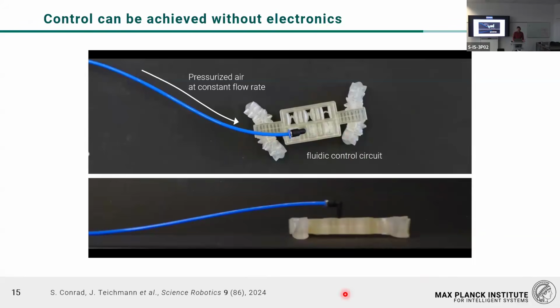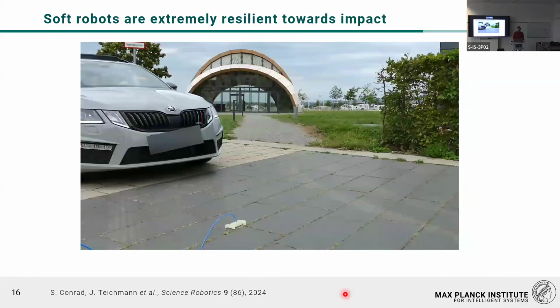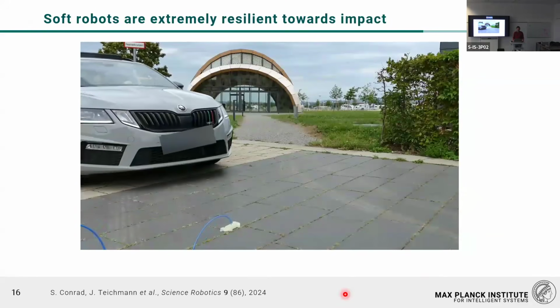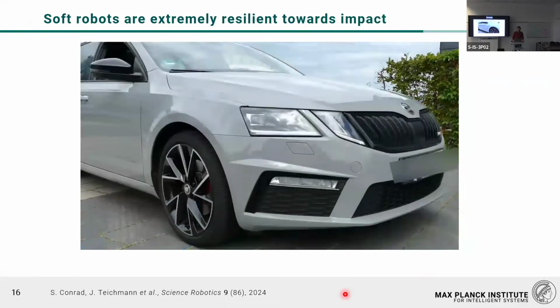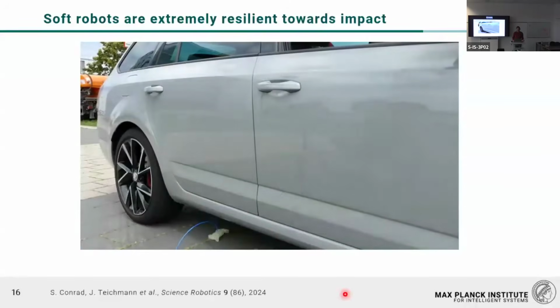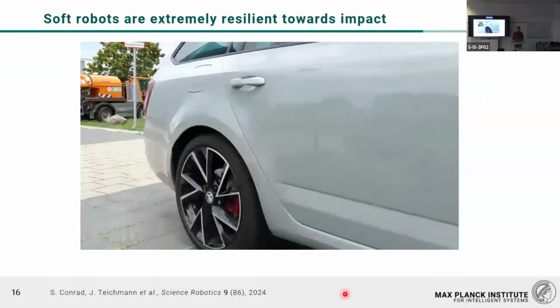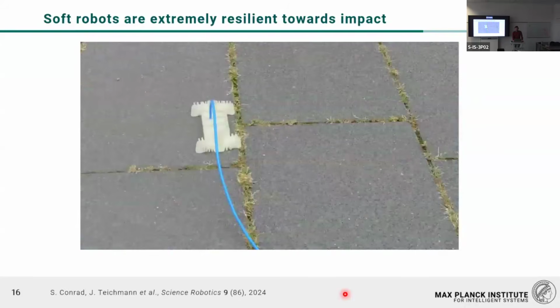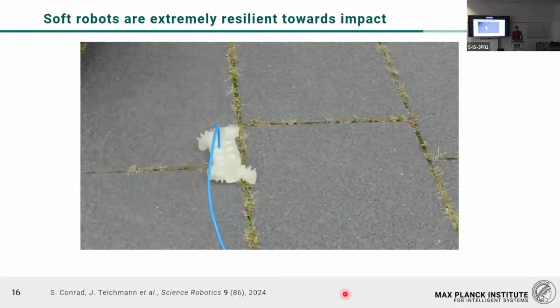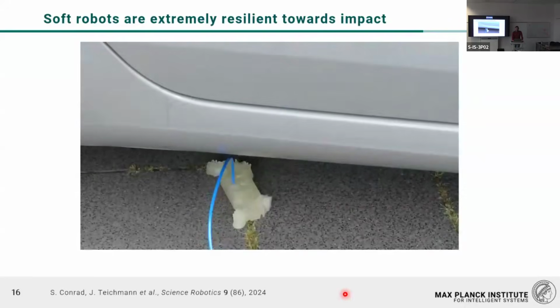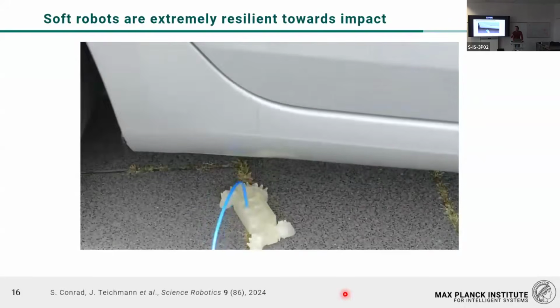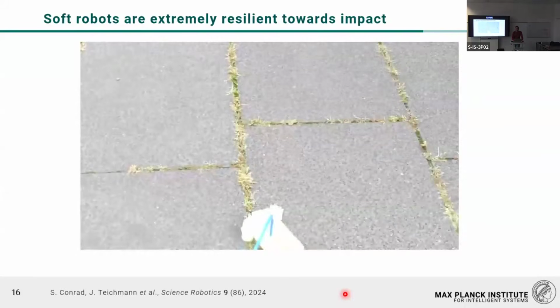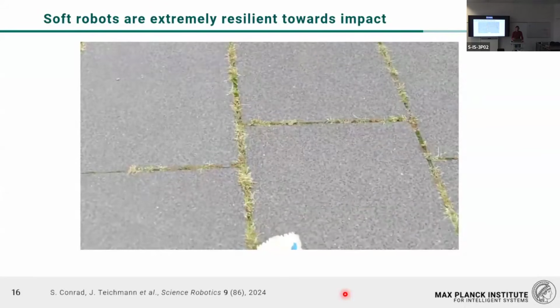And why can this become interesting? For example, to make robots that are extremely resilient towards impact, like when you drive your car over it and you still want to maintain functionality. If you don't believe it, here will be a zoom in. By the way, you can also drop this robot from a 100-story building, and it will never accelerate to a speed where you can actually damage the robot. This is not something you can easily do with hard robots.